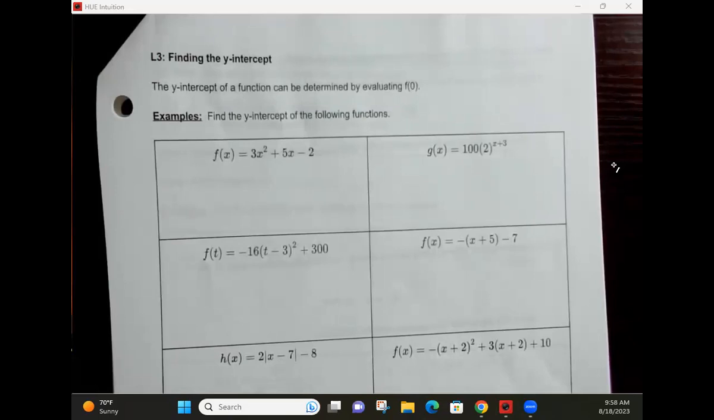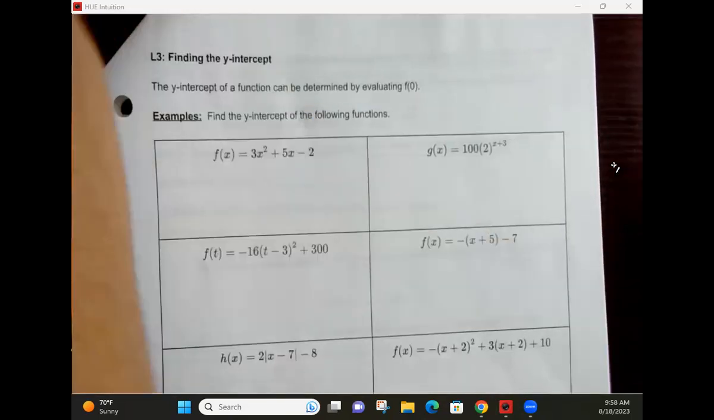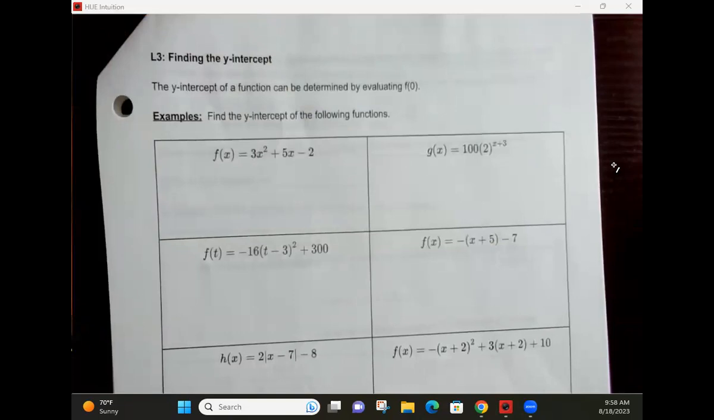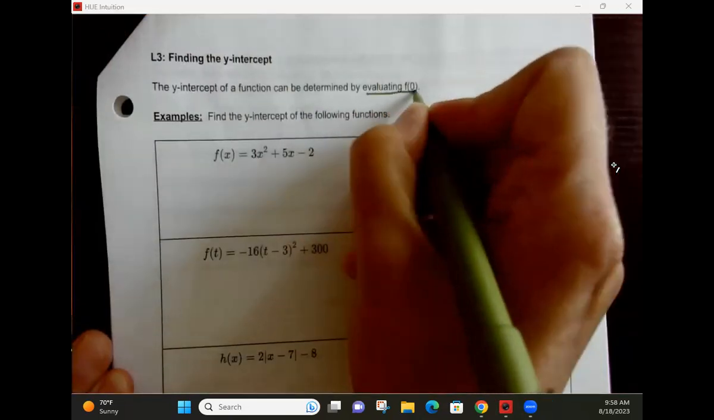So even if I'm not looking at the actual graph of a function, this is something we should be able to pick out from just the function itself. It's really nice if we have a table or a graph, but from just the function itself, we should be able to pick out a y-intercept without creating a whole table or sketching a graph. We'll do that by evaluating at f of 0.